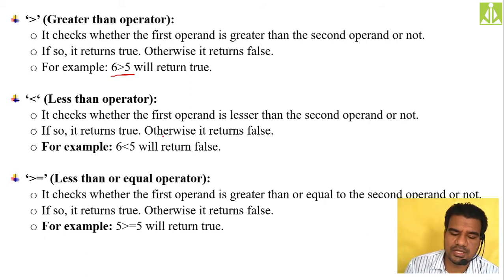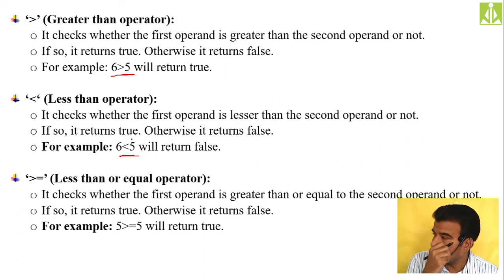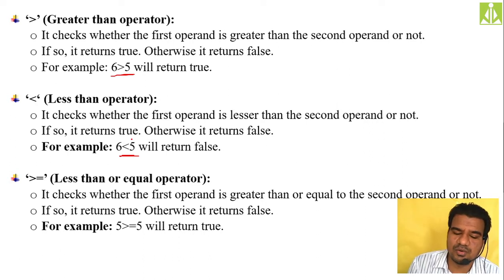So over here, when we are doing the comparison between 6 and 5, you can clearly see that 6 is greater than 5, but we are saying 6 is lesser than. The operation is checking for the lesserness of the first operand, but over here it is not true. So it will return false.